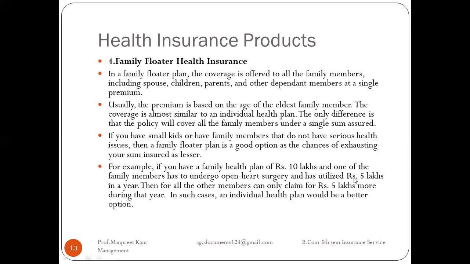So if a family opts for the floater health insurance plan, they have the coverage of rupees 10 lakh, and if a member in that family has a serious disease, say within the policy a person has to undergo open heart surgery and the total cost of treatment is rupees 5 lakh, then all the other members can claim only rupees 5 lakh, which is the remaining amount for that year. So in this kind of case, an individual health plan would be a better option than the floater family health insurance plan. Thank you.